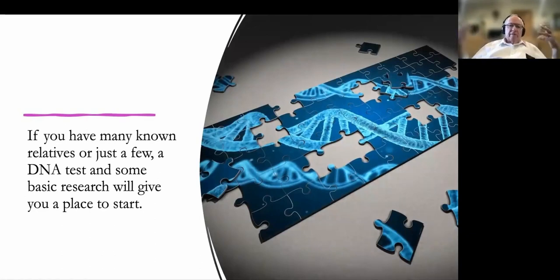So I'm going to repeat this. If you have many known relatives or just a few, a DNA test and some basic research will give you a place to start. By doing a DNA test on a big website that has a lot of people already on their family trees, they will start telling you that you're matched to all these people, and that gives you a basis. In the case of, for example, MyHeritage, you can use the program to contact the people directly and ask who they are. They may not answer, but in a lot of cases they do, and you may very well end up establishing some very productive relationships with some of your relatives.